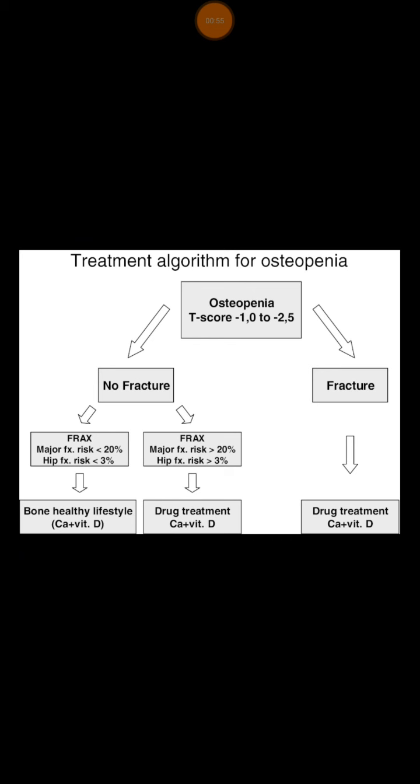Now, when we will consider drug treatment, we always need to encourage the patient to take calcium and vitamin D and encourage them for lifestyle modification. That applies to all patients who are diagnosed with osteoporosis or osteopenia. The question is when you will consider drug treatment. And when we say drug treatment, we are talking about osteoporosis therapy. For example, bisphosphonate, denosumab, and other modalities of treatment, which we're going to talk about later on.